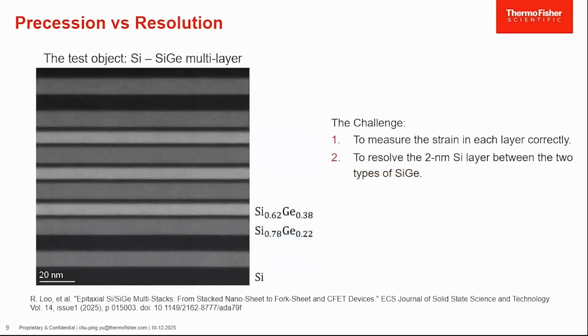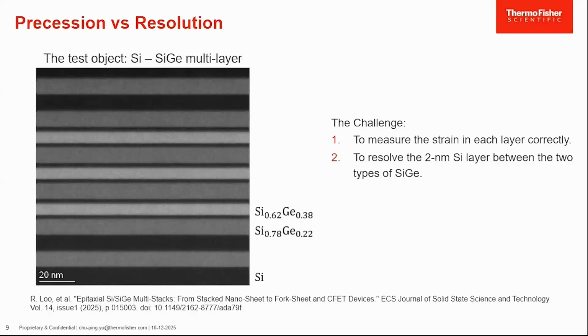To test that, we run a strain measurement on this type of sample. This is a silicon germanium multilayer. Here we have pure silicon and two types of silicon germanium with different germanium concentrations. The challenge here is, first, to map out the strain in the different layers correctly. And also, we would like to resolve this intrinsic silicon layer that is only 2 nanometers thick in between the silicon germanium layers as a challenge to the resolution.